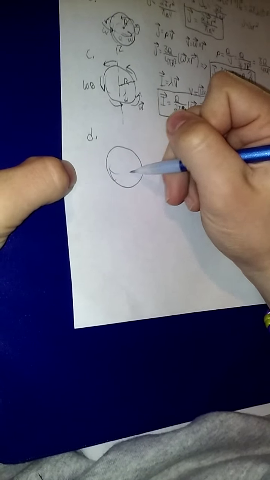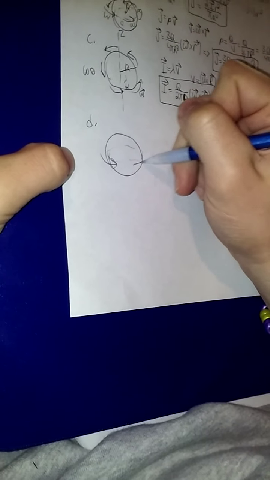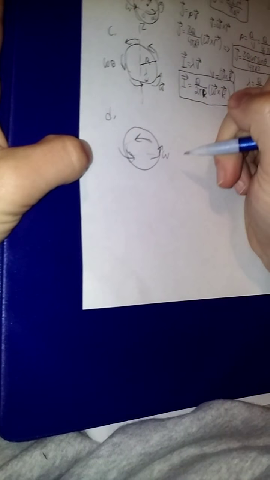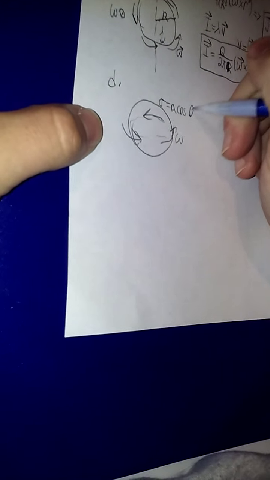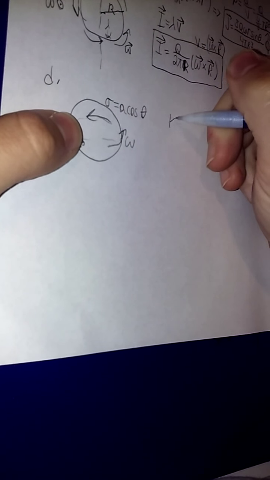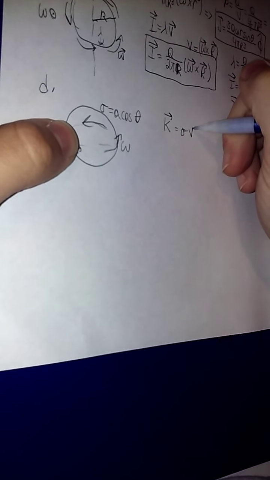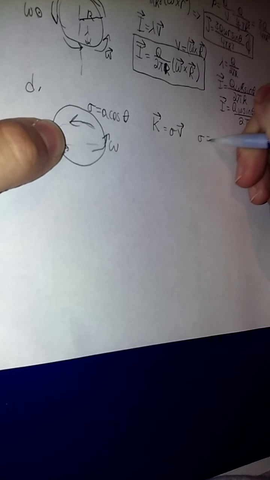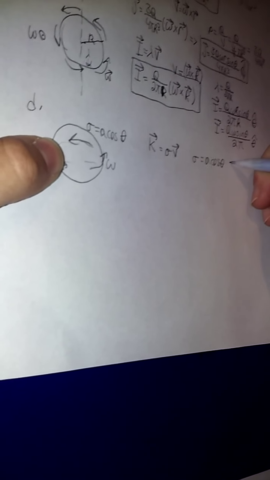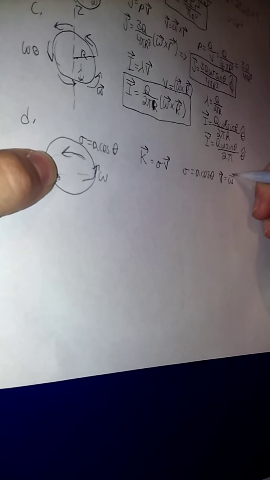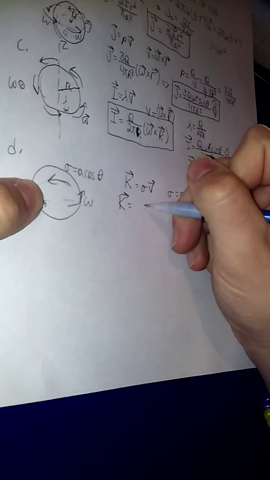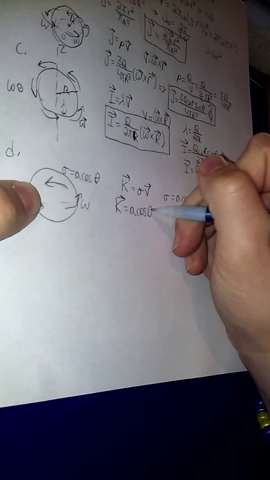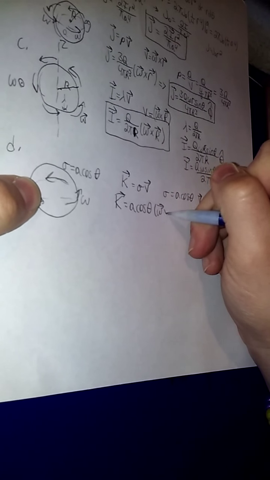Lastly, part D, we have another sphere. It's rotating with angular velocity omega, and it has sigma equals a cosine theta. K equals sigma v. Sigma equals a cosine theta. V equals omega cross r. So K equals a cosine theta omega cross r.